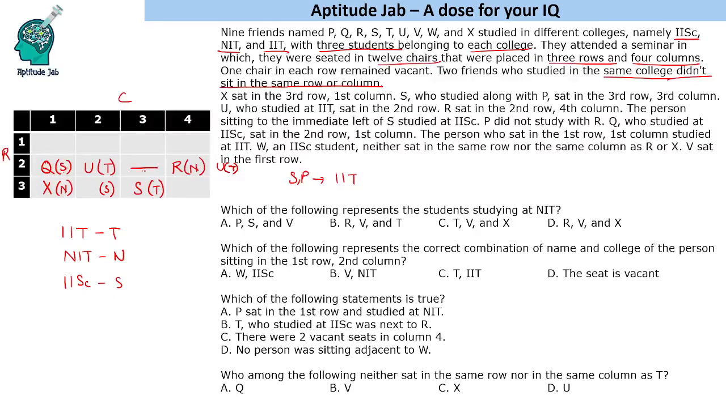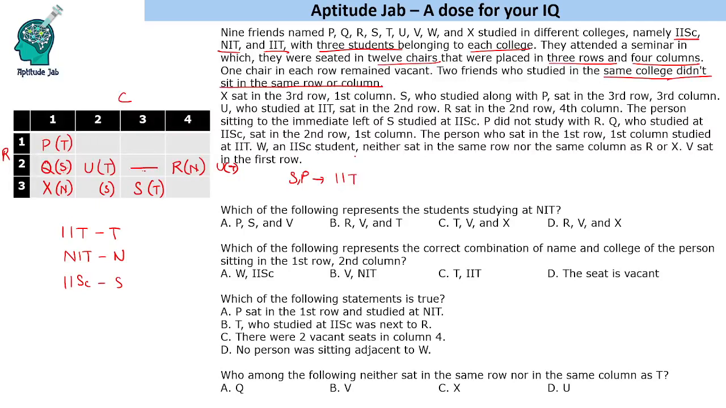The person who sat in the first row, first column studied at IIT. So this person is from IIT. Now the third person from IIT is P. So this must be P. Now we have to place 3 more people.